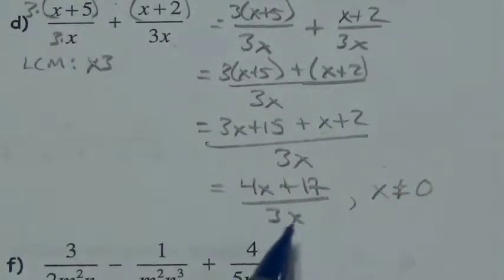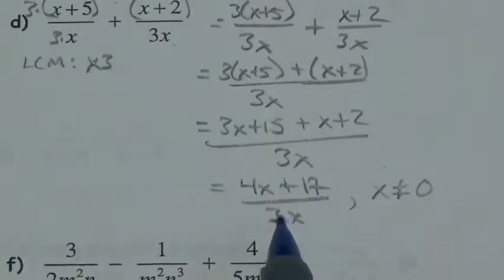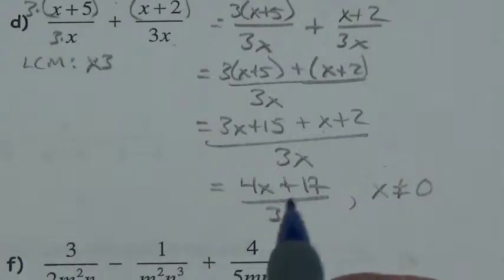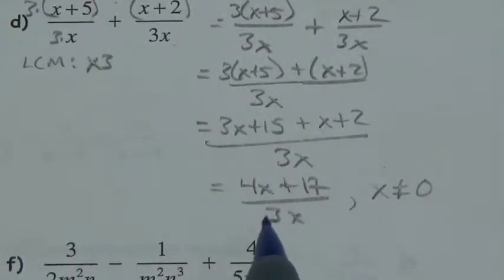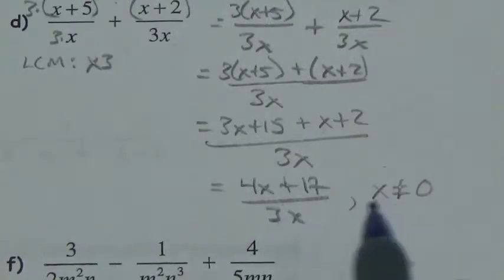A lot of times I'll have people say, well, wait a second, isn't the restriction that x can't equal 3? Because they see the 3 down there, but if x is 3, you get 3 times 3 is 9. That's totally fine. It's division by 0 that I can't allow. So if x was equal to 0, then 3 times 0 is 0. That's why 0 is the problem.